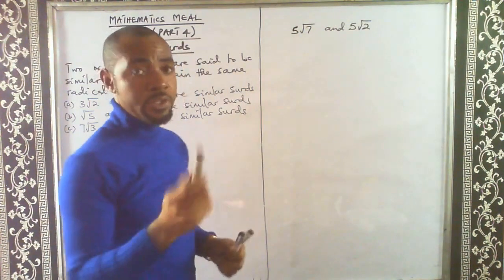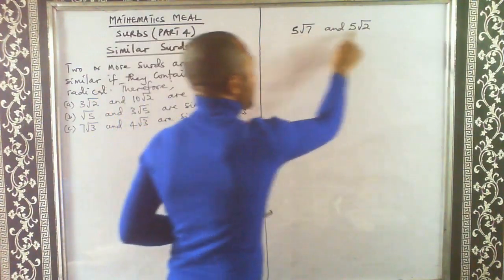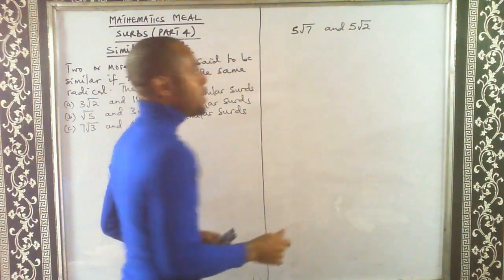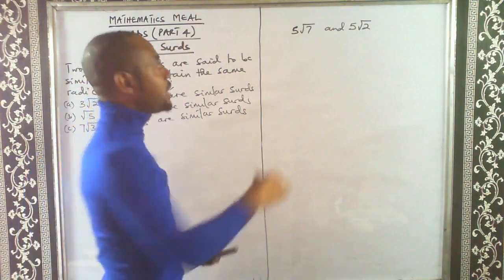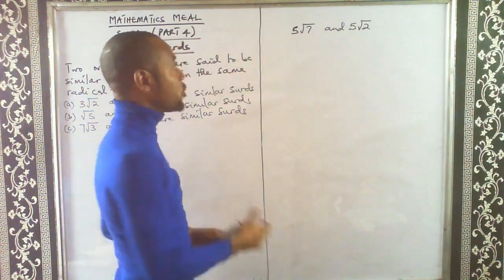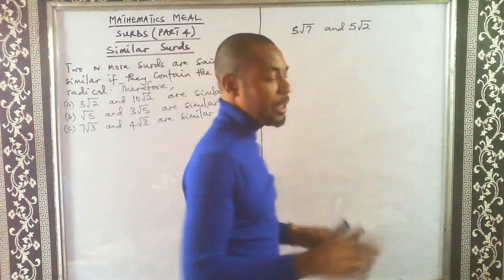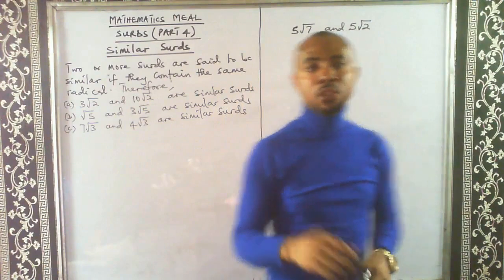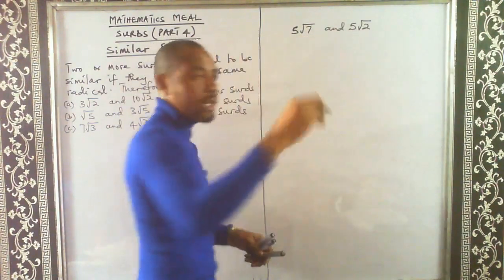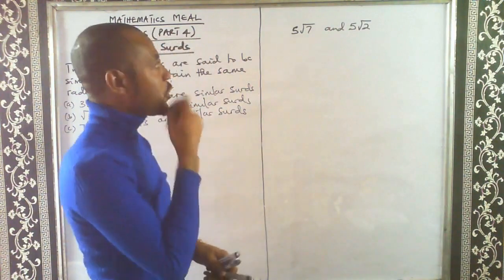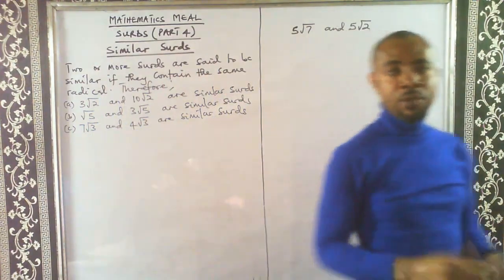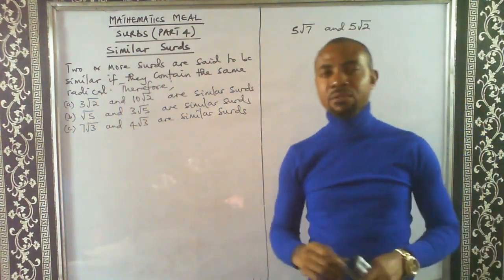these two surds are not similar because the radicals are not the same. Even though the rational numbers, the whole numbers, are the same, they are not similar because they have different radicals. So similarity of surds is based on the radical. They must have a common radical, the same radical, for us to say that they are similar. Yeah, very important. I believe that is very, very clear.